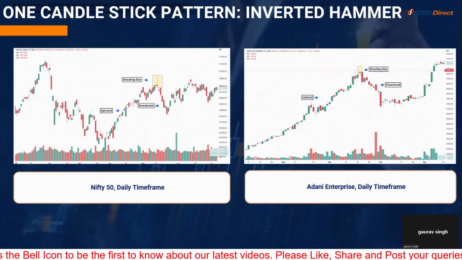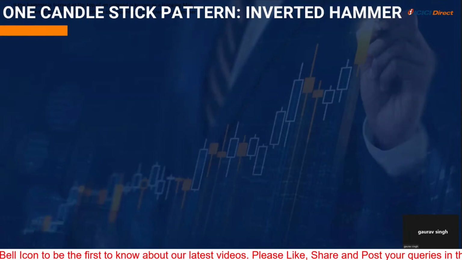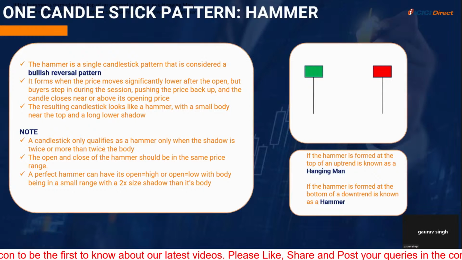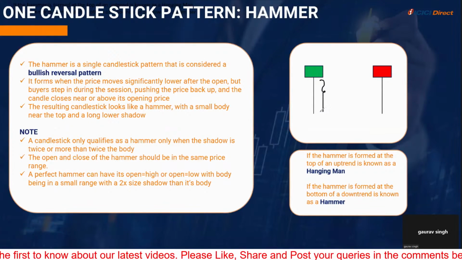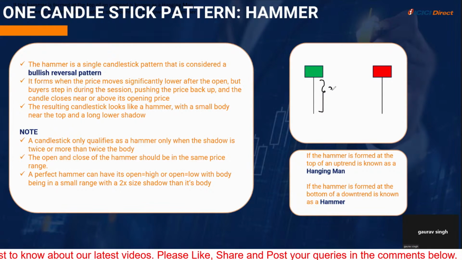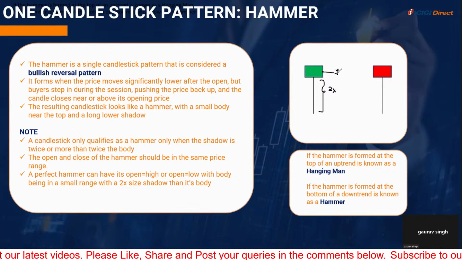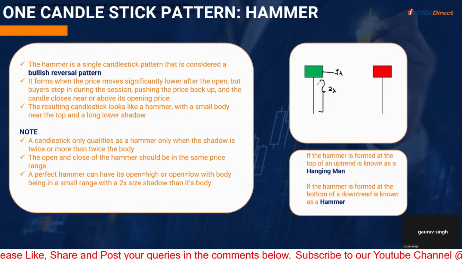One important condition I just forgot to mention here, I'm sorry, I'm just going back, is that the wick should be at least twice the size of your body. So this should be at least 2x, and this should be 1x. So it is important to have a minimum 2x length in the size of the wick relative to the body. This is one important criterion to meet, or else it is not a hammer. So keep that in mind.